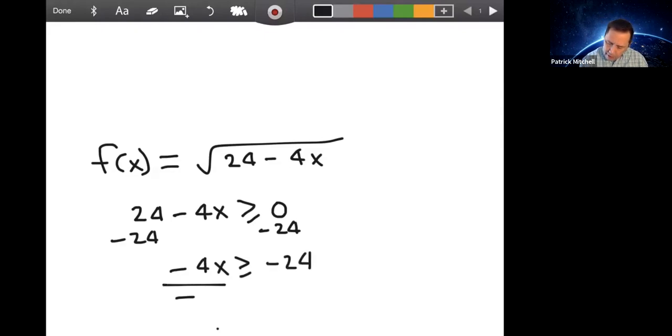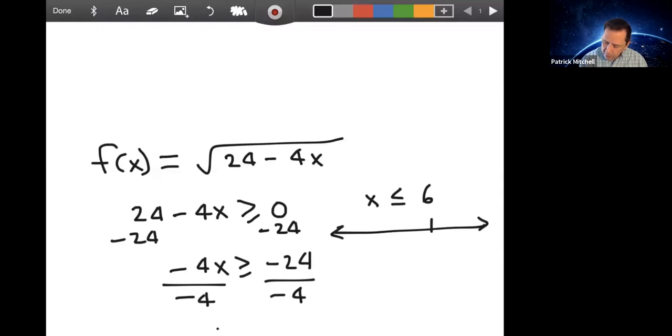And now I'll divide both sides by negative 4. And of course, when you divide both sides of an inequality by a negative number, you have to reverse the inequality sign, right? So that's going to give me x is less than or equal to 6. On a number line, just put 6 right there. That would be everything to the left of 6, and it's okay to include the 6. So in interval notation, that would look like negative infinity, comma, 6 with a square bracket.